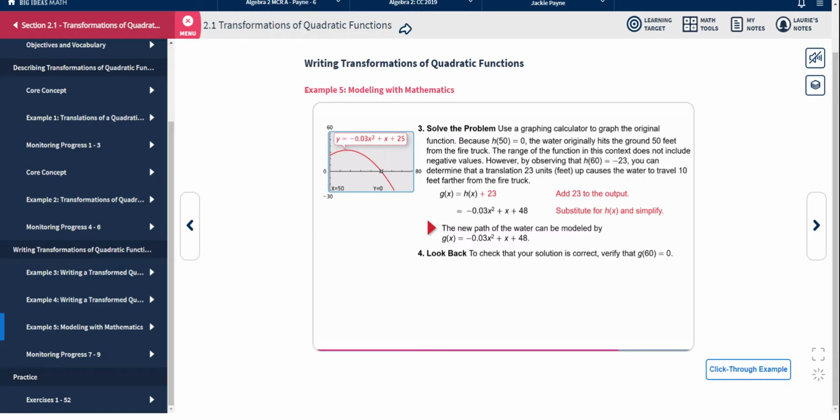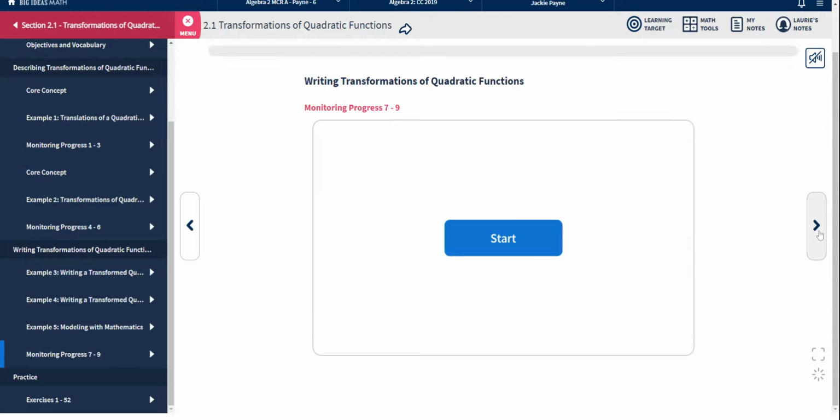Step 4. Look back. To check that your solution is correct, verify that g of 60 equals 0. g of 60 equals negative 300 times 60 squared plus 60 plus 48, which equals negative 108 plus 60 plus 48, which is equal to 0. So g of x does model the new path of the water. And that's the end of our section.